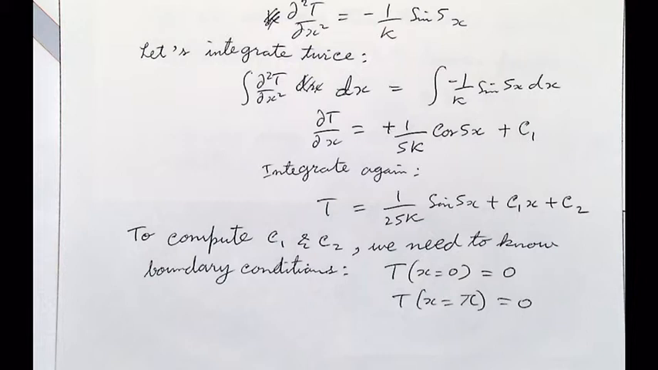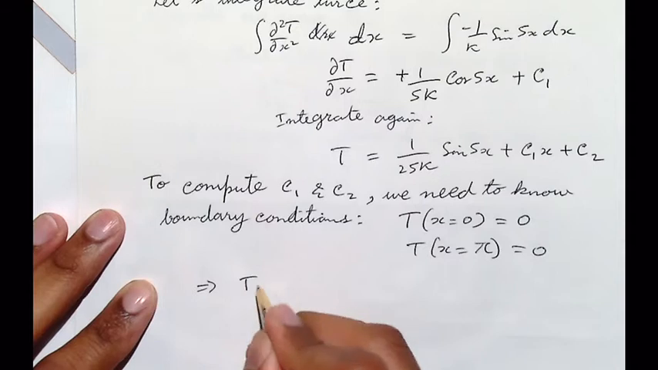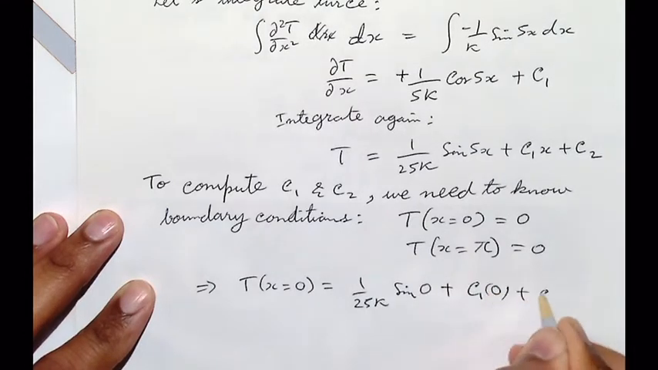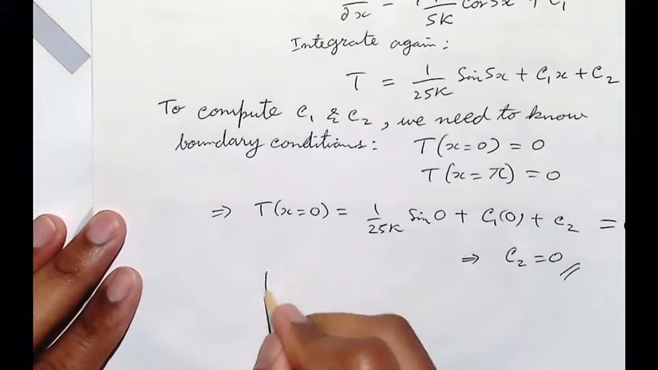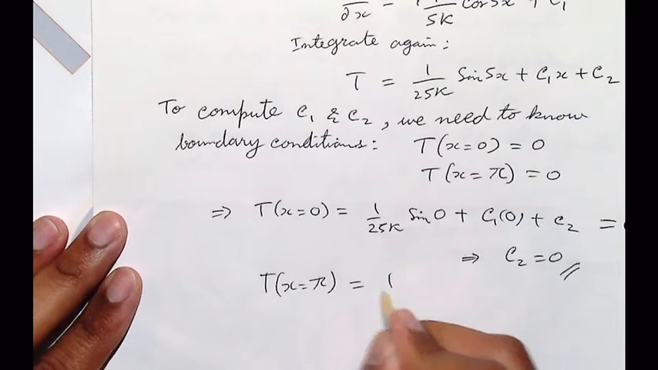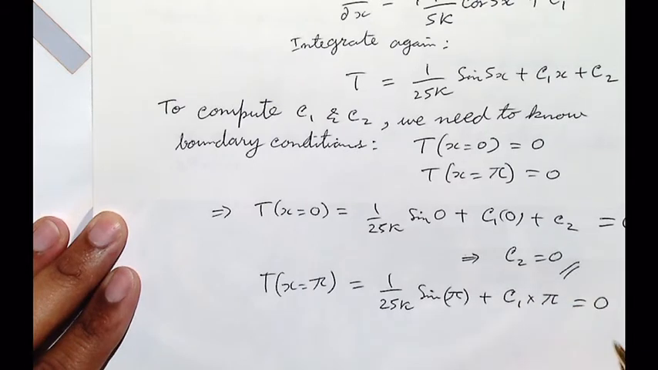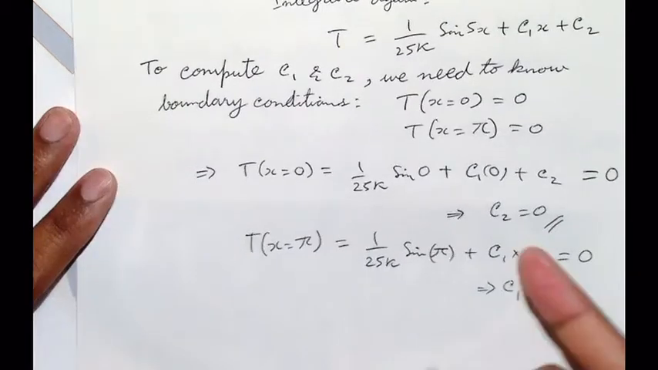So ODEs and PDEs are very finicky in this aspect. You have to specify the problem correctly. Okay. So let's see. If we use this, t at x equals 0 is 1 over 25 kappa sine of 0 plus c1 times 0 plus c2. We are told this is equal to 0, which gives me c2 equals 0. Perfect. And the other one, t at x equals pi, 1 over 25 kappa sine of pi plus c1 times pi equals 0, gives me c1 equals 0. So I had picked very nice boundary conditions, which is why the two constants go away.